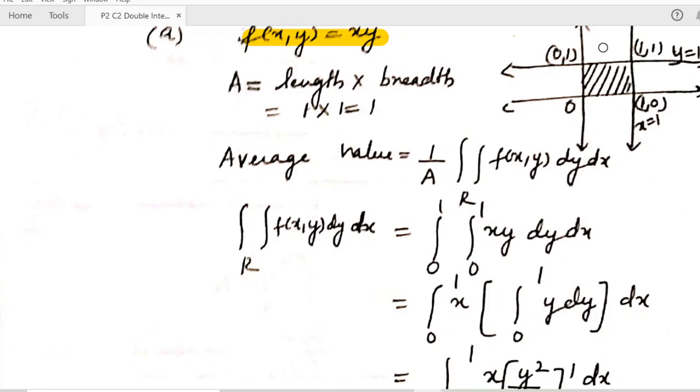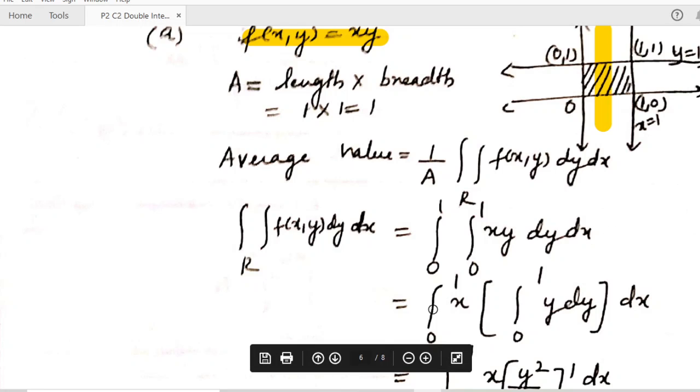We can think about the limits of x and y by considering a vertical line parallel to the y-axis. As this line enters this region at this point, the value of y is equal to 0. At this point, the value of y will be equal to 1. This line covers the region when it shifts from the point where x is 0 to the point where x is 1. So the limit of x is from 0 to 1, and the limit of y is from 0 to 1. So we will put the limits of x and y in the double integral of f of xy dy dx.